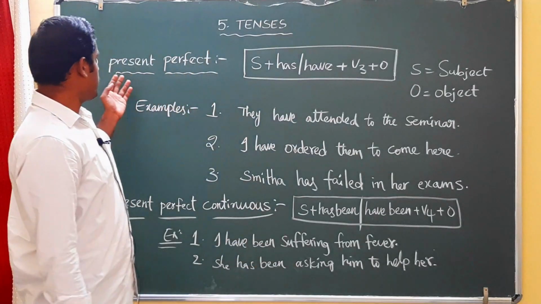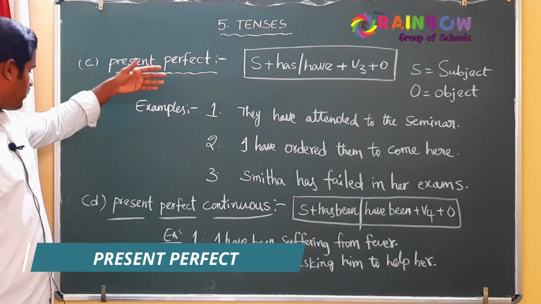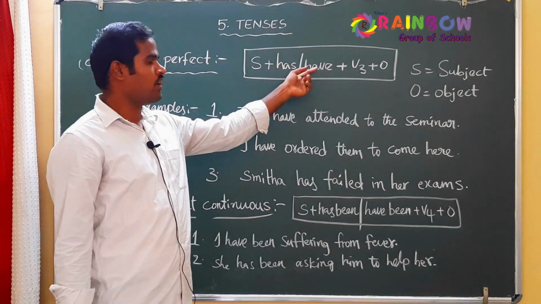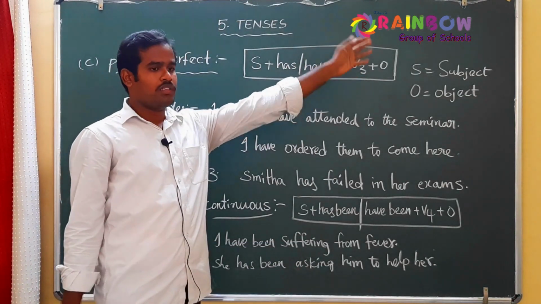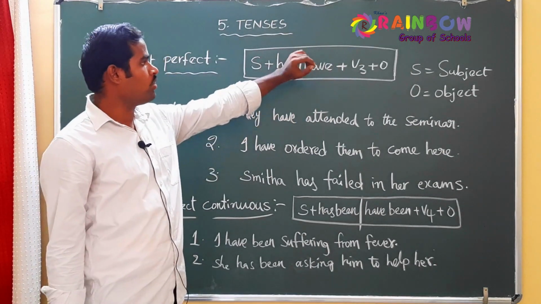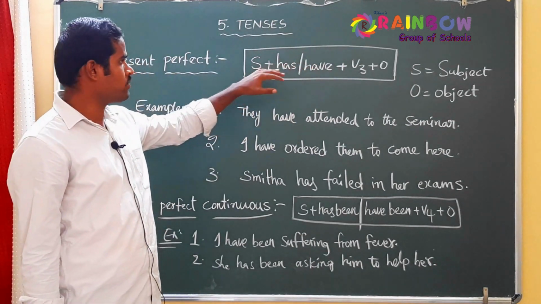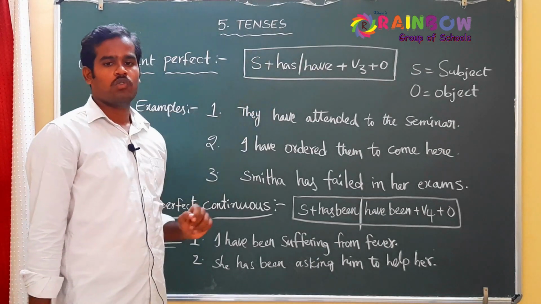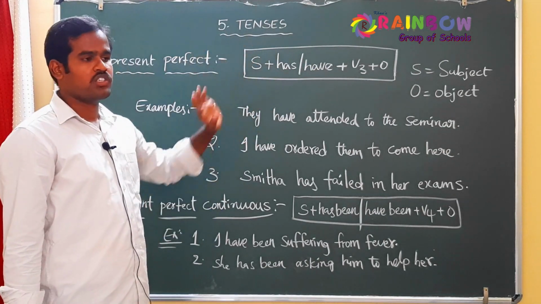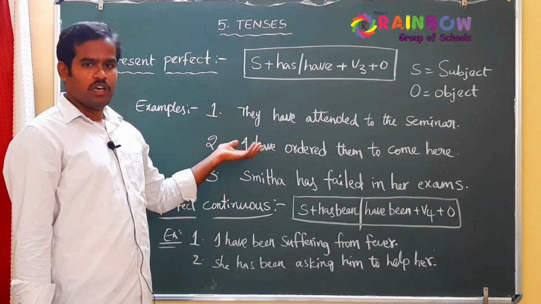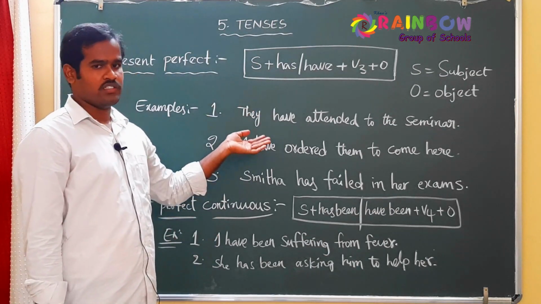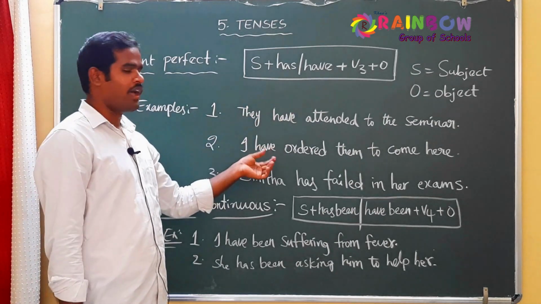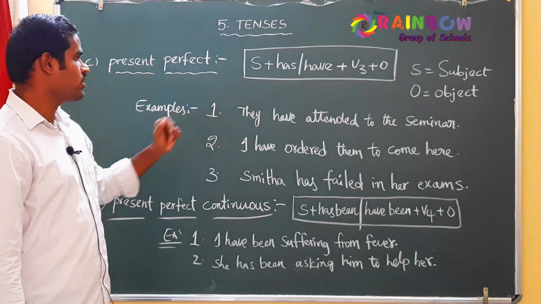Now the third type in present tense is present perfect, and here is the structure: subject plus has or have plus V3 plus object. Here we have two options, has and have. If the subject is singular, we have to select has, and if the subject is plural, we have to consider have. But there is one exception. If the subject is I, it is singular, but we should not consider has as per the rule, because I always accepts the plural helping verb have, even though the subject is singular.